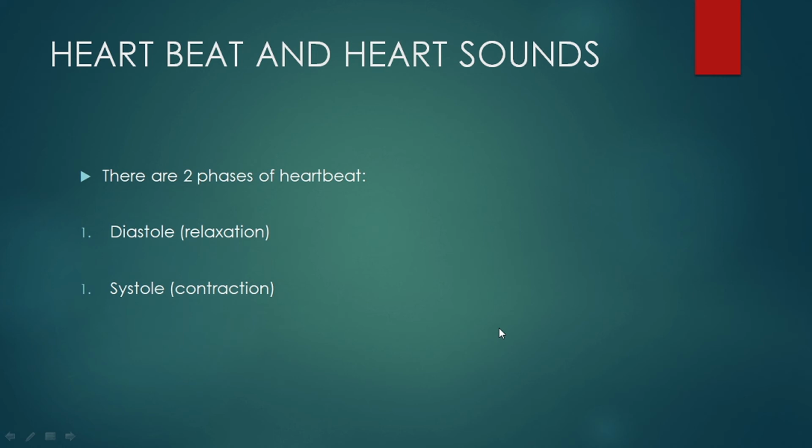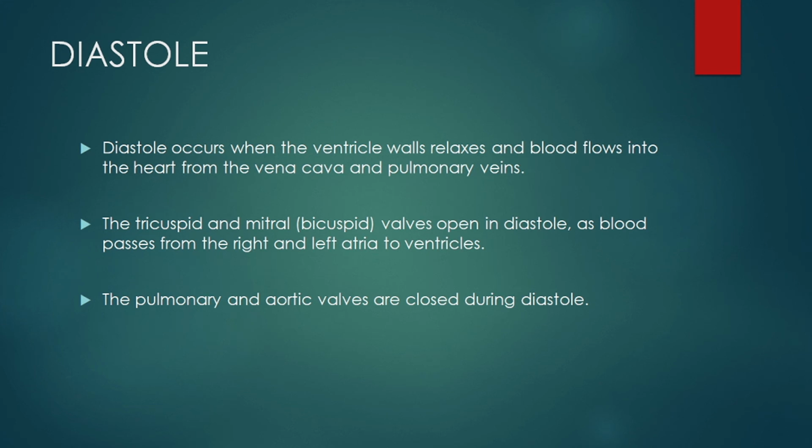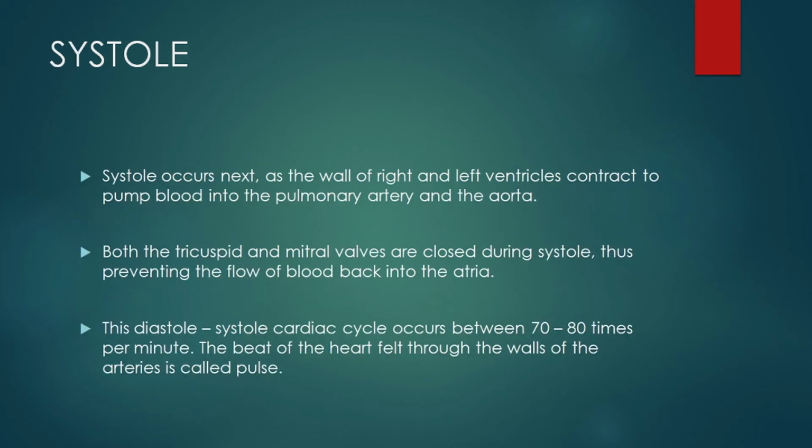Heartbeat and heart sounds. There are two phases of heartbeat. Diastole is the relaxation phase, systole is the contraction phase. Diastole occurs when the ventricle walls relax and blood flows into the heart from the vena cava and pulmonary veins. The tricuspid and mitral valves open in diastole as blood passes from the right and left atria to the ventricles. The pulmonary and aortic valves are closed during diastole.